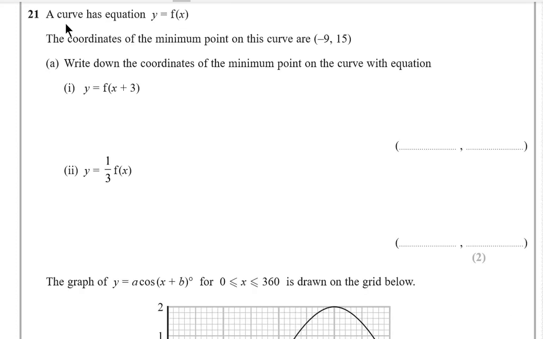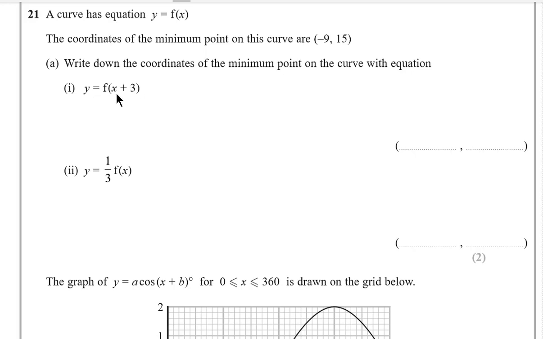21. A curve has equation y equals f of x. The coordinates of the minimum point on this curve are negative 9 and 15. Write down the coordinates of the minimum point on the curve with equation y equals f of x plus 3, which means that we have a point in f of x and we want to get the new coordinates of the point after transformation.